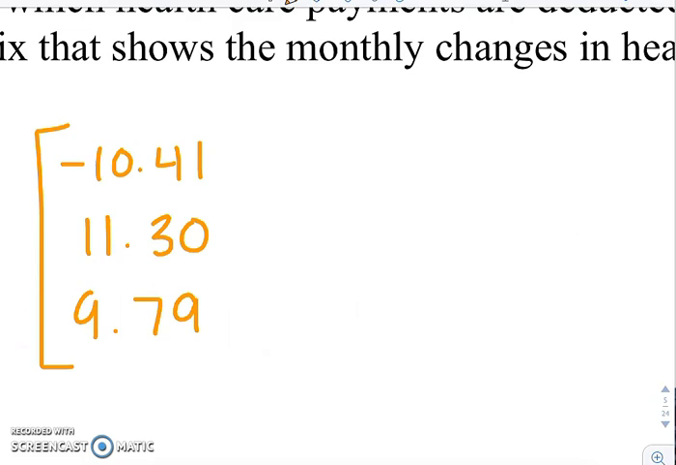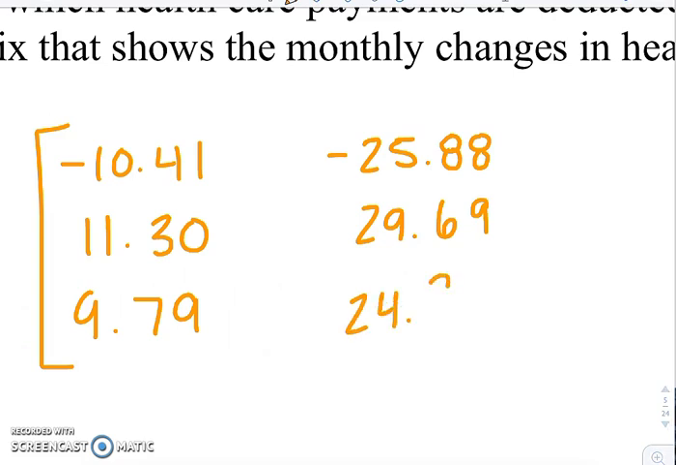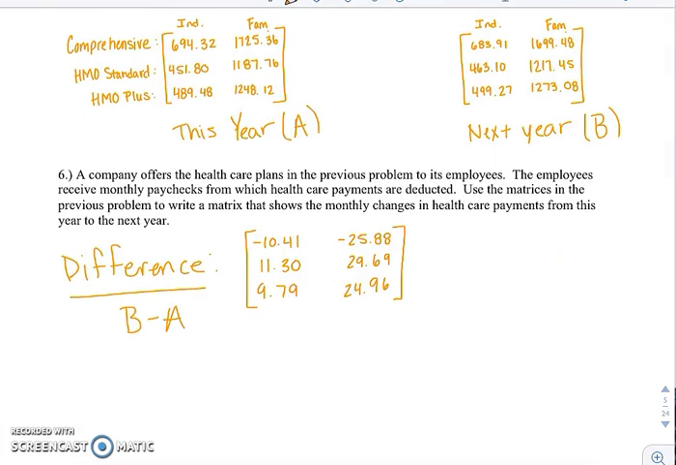And then the next one, $9.79. For the families then, $1699.48 minus $1725.36. Negative 25.88, and then 29.69, and 24.96. So that's the difference from year to year for the charge.